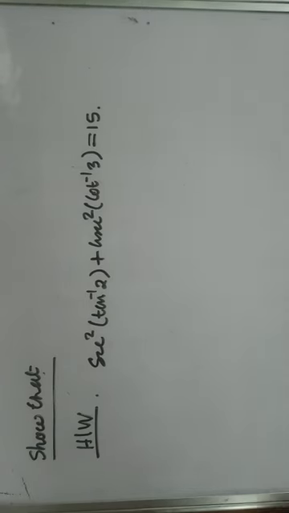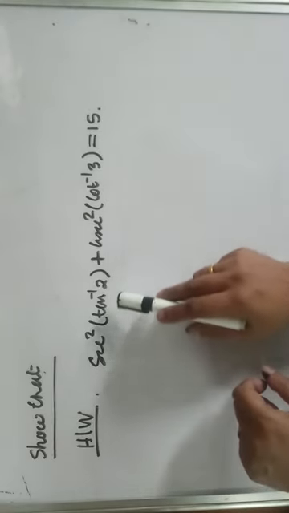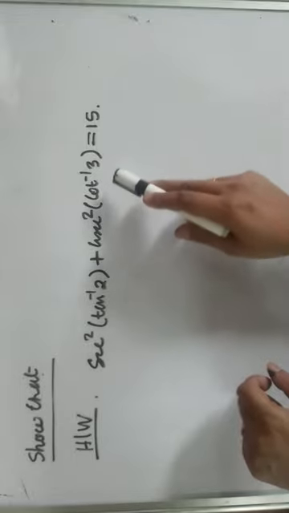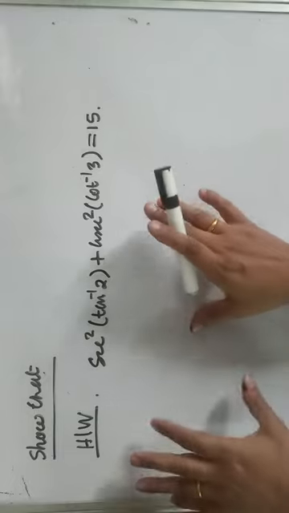With the concept of the previous numerical, you can try this question as homework. Sec square of tan inverse 2 plus cosec square of cot inverse 3 equals 15. Prove that it is this one. These things are very important for your HS examination.